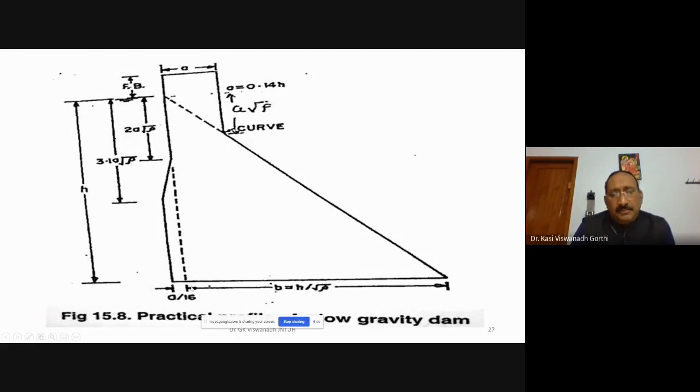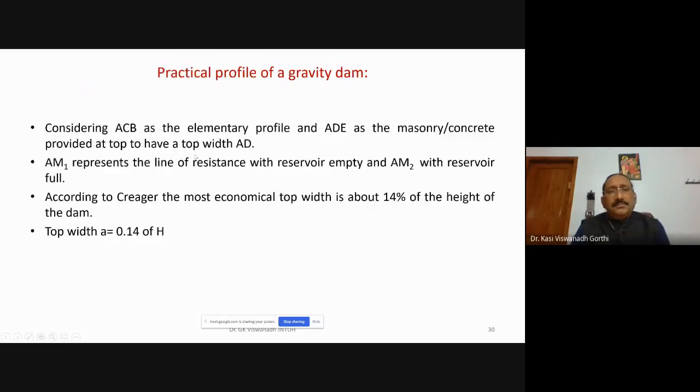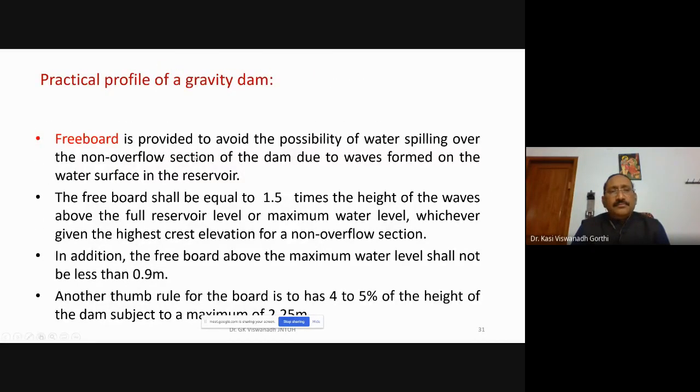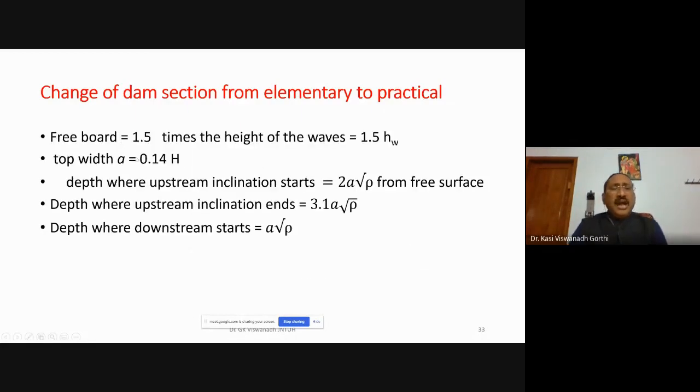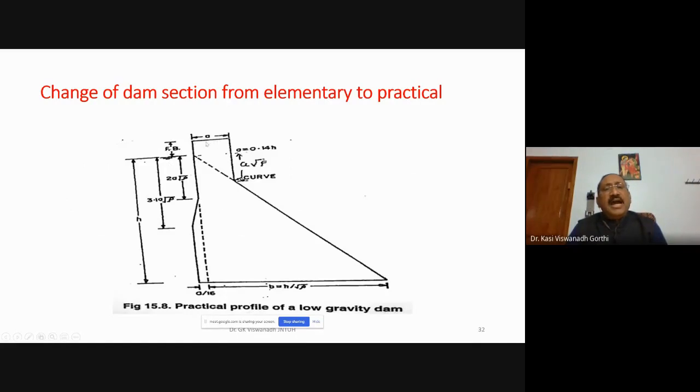So you can see here the base width is increased. How is this increased? To an extent of A by 16. What is A? A is the top width. The top width A is taken to be 14% of the total height of the dam. Top width is taken to be 14% of the height of the dam.